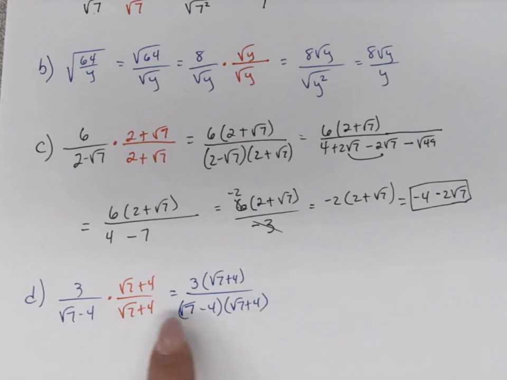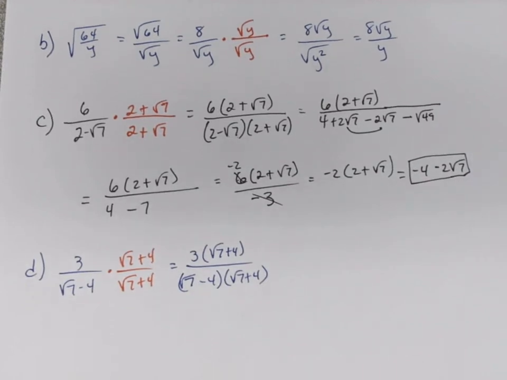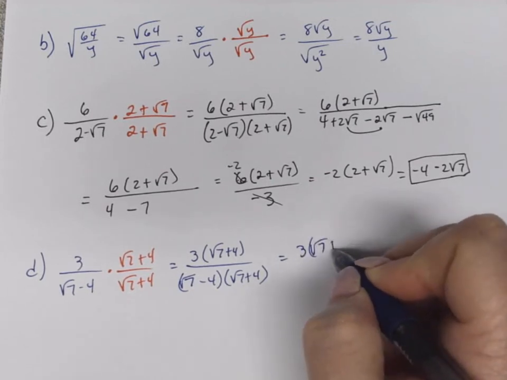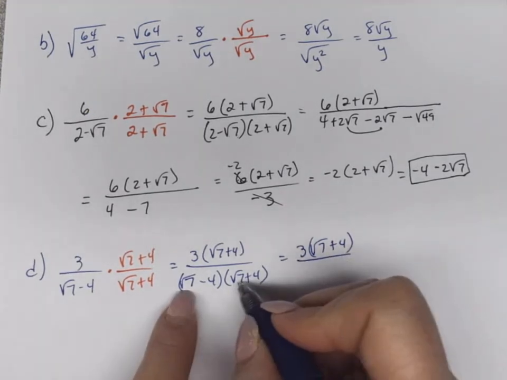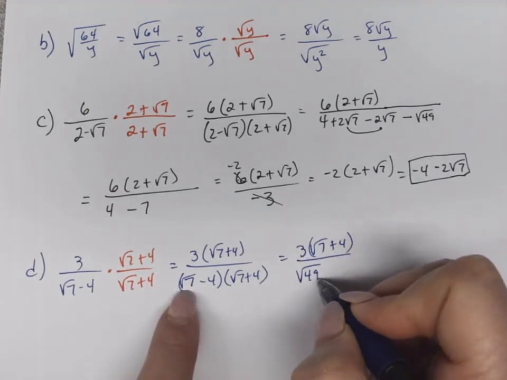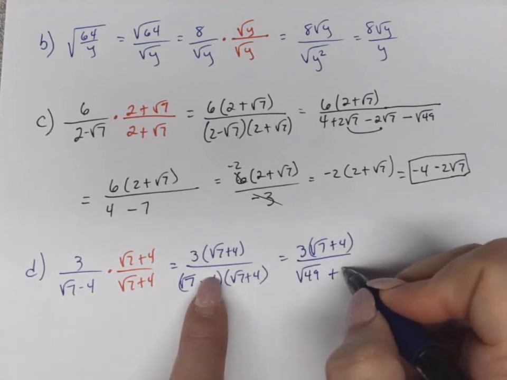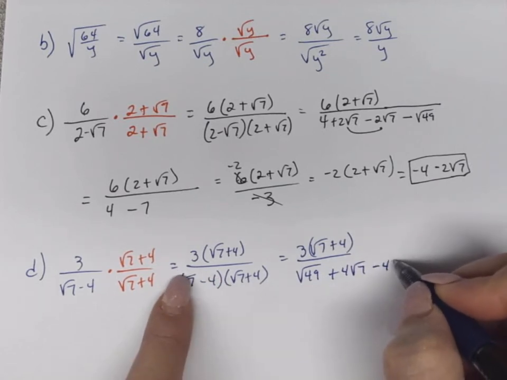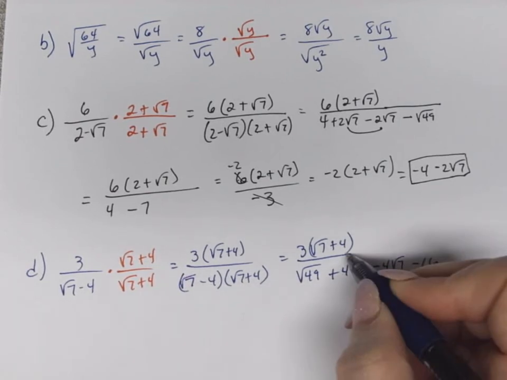Now, you don't have to write this step part here. You can go ahead and do the multiplication, but I do it so that you can understand what all I'm multiplying here. So on the top, we have 3 square roots of 7 plus 4 happening up there. And on the bottom, we have the square root of 7 times the square root of 7, which is the square root of 49, because 7 times 7 is 49. And then we have square root of 7 times positive 4, so plus 4 square roots of 7, and then minus 4 square roots of 7, and negative 4 times positive 4 would be negative 16.